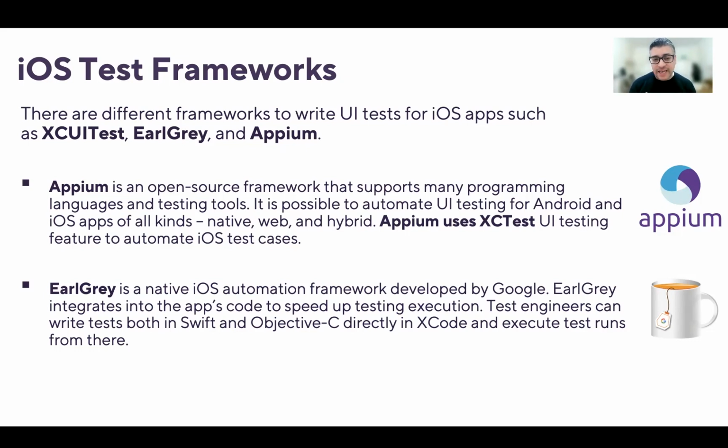EarlGrey, this is the second framework. EarlGrey is the native iOS automation framework. Native means that it's only for iOS applications, so it's not cross-platform like Appium. So Appium is cross-platform for Android and iOS, but EarlGrey is native for only iOS applications, developed by Google. And EarlGrey integrates into app code as well to speed up test execution. So here we have pros and cons between the cross-platform open source and the native. Native will be integrated into our code base or into our application, so it will be easy to speed up the test execution and the implementation as well.